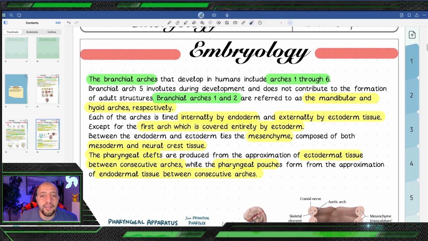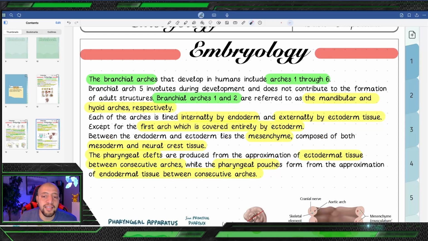Okay, the branchial arches that develop in humans include arches 1 through 6. Branchial arch number 5 involutes, which means it disintegrates or disappears during development and does not contribute to the formation of other structures. Branchial arches 1 and 2 are referred to as the mandibular, so 1 is mandibular, and the hyoid arch, which is number 2. Mandibular 1, hyoid number 2.